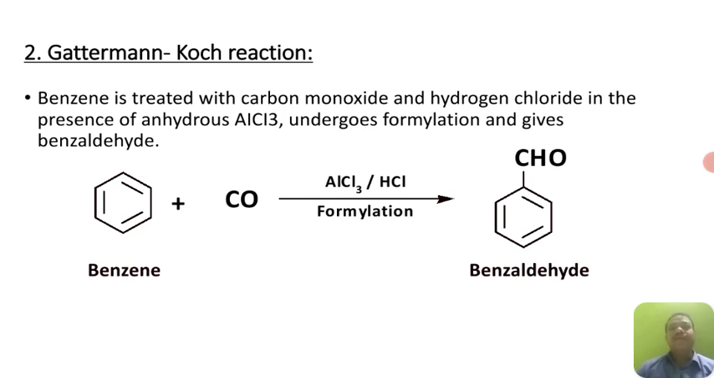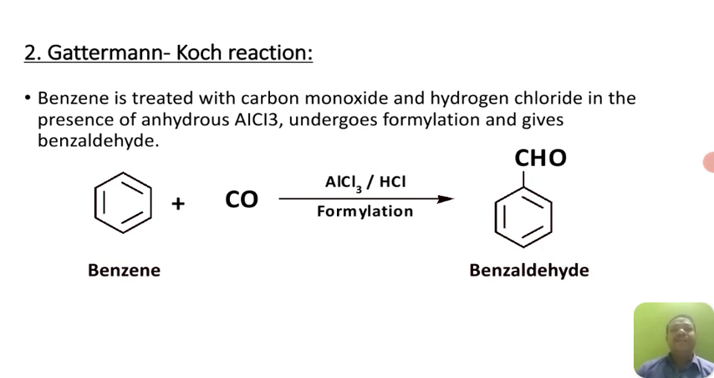Next method of preparing benzaldehyde or aldehyde is by the Gattermann-Koch reaction. So what is this Gattermann-Koch reaction? This reaction is named after its inventor Gattermann. So here the benzene is reacted with carbon monoxide and hydrogen chloride. So here we take carbon monoxide and hydrogen chloride in equimolar proportion and react with benzene in the presence of anhydrous aluminum chloride.